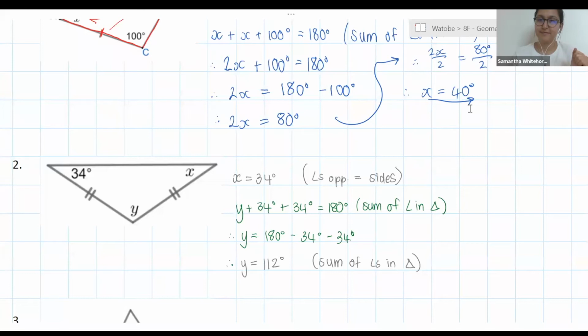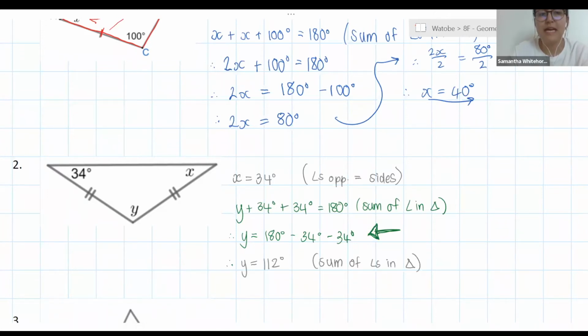Yes, ma'am. My question is, why did you say 180 minus 34 minus 34? Because when I said that x equals 180 minus 34, it gave me 146.